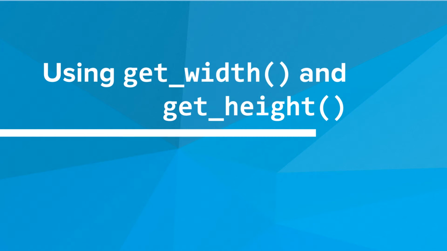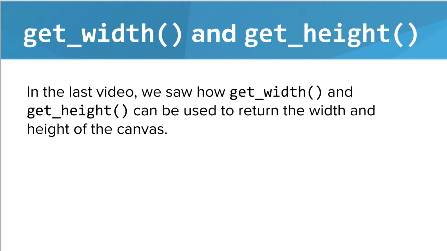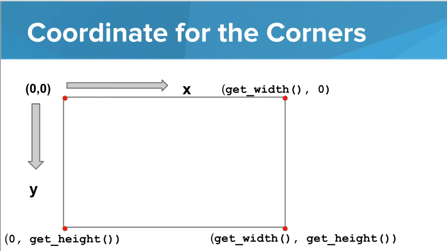Hi, in this video, we're going to take a look at using the getWidth and getHeight functions. In the last video, we saw how we can use getWidth and getHeight to return the width and height of the canvas. We can then use these values to help find different locations on the canvas. For example, we can use getWidth and getHeight to locate the four corners.